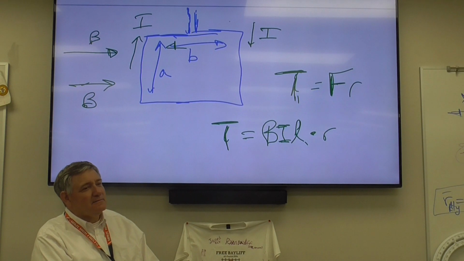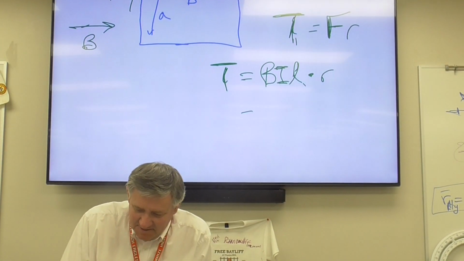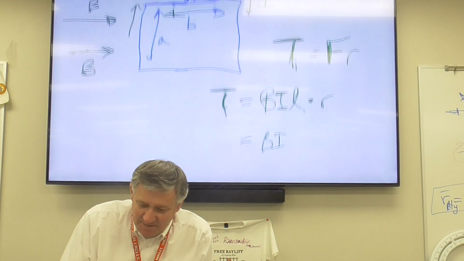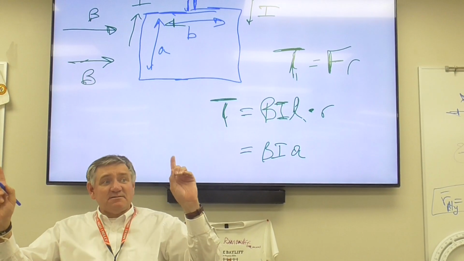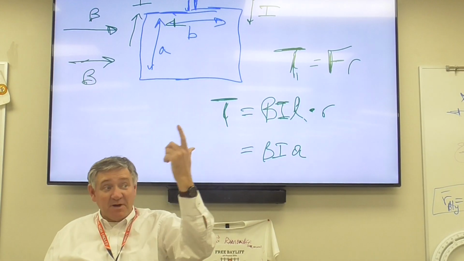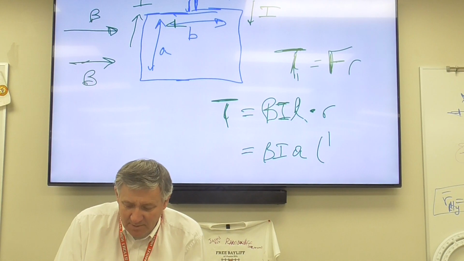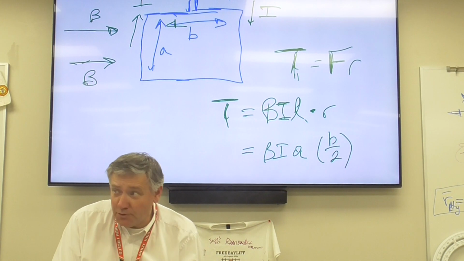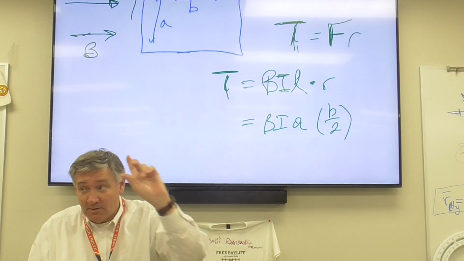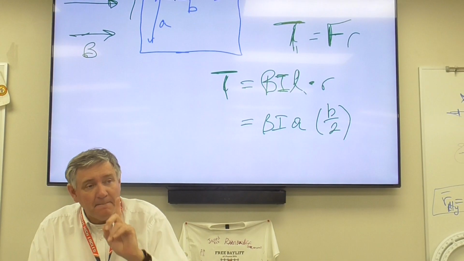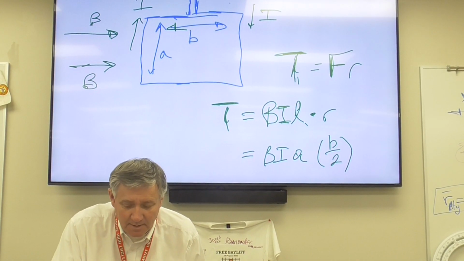R is B over 2. So in this problem, L is going to be A. Now, the radius, assuming that it's spinning about the middle, which we're going to, the radius would be B over 2. Okay? It's just the radius, not the diameter. It's the radius that it spins about. But wait, there's more.